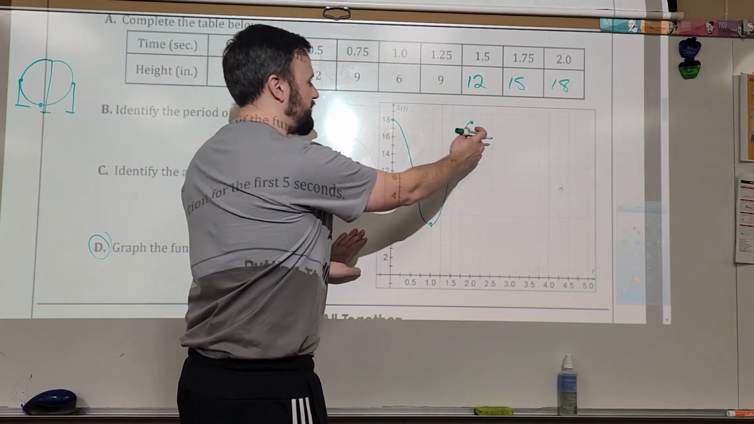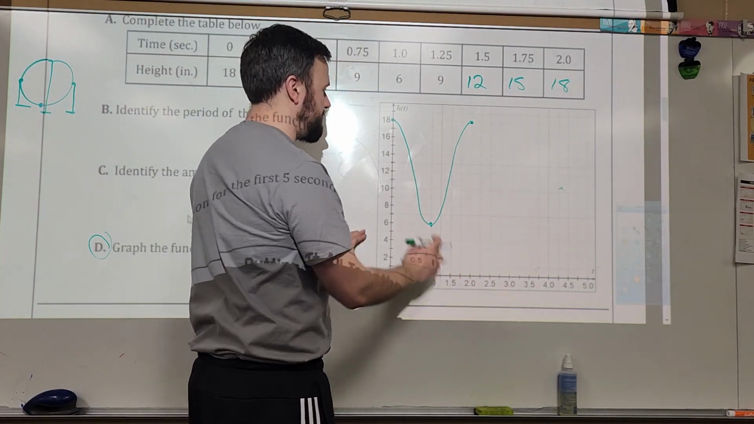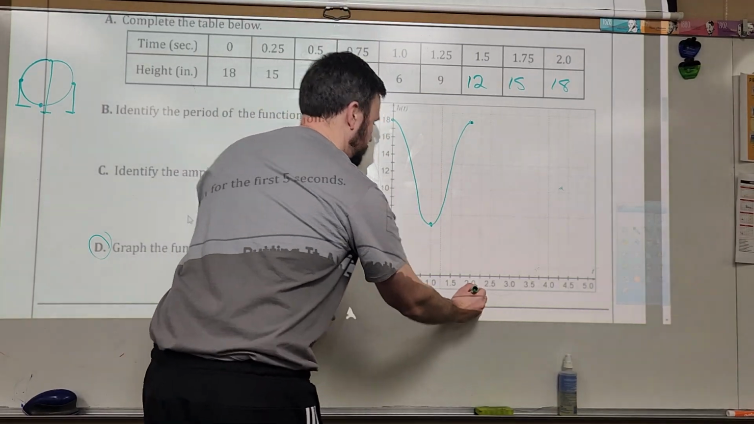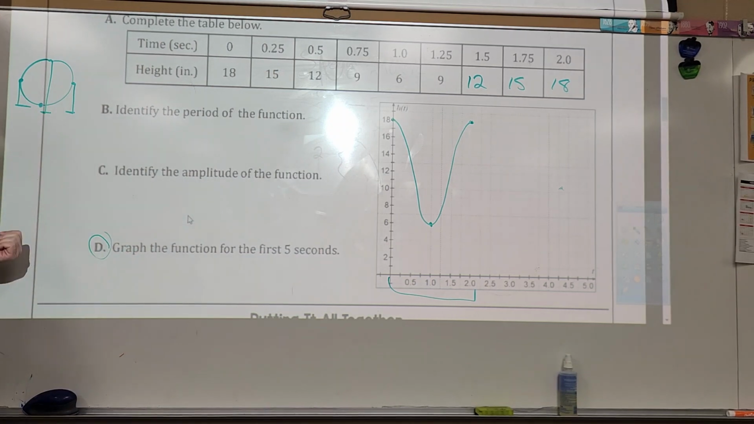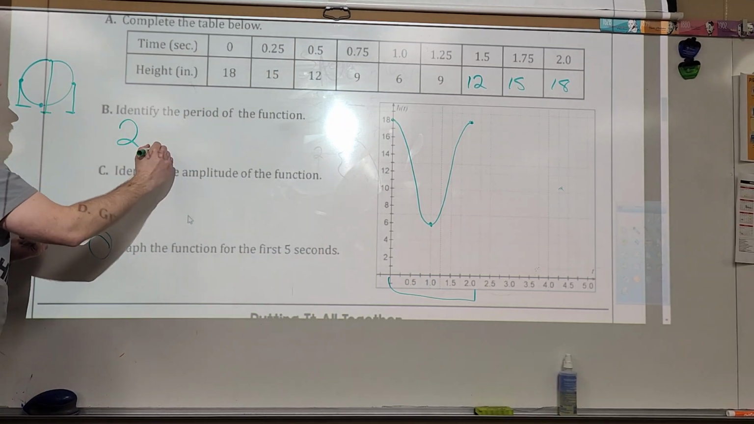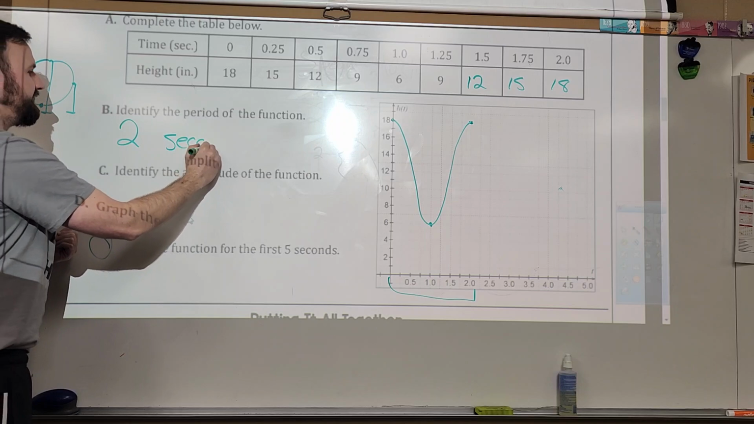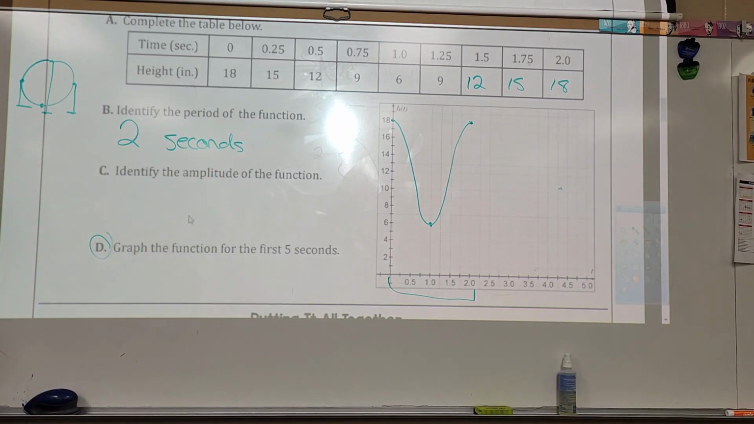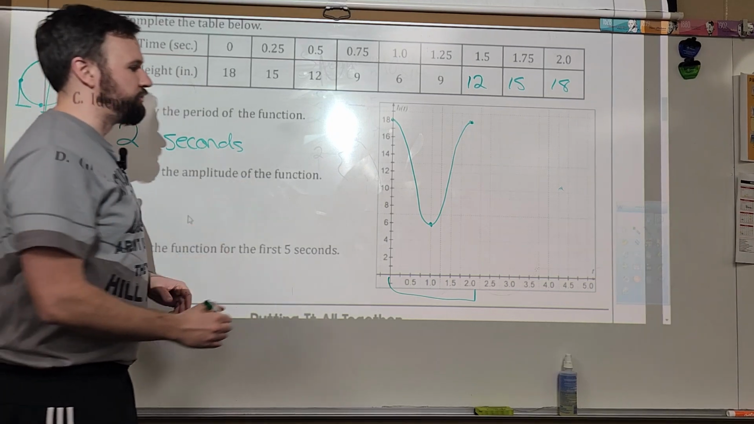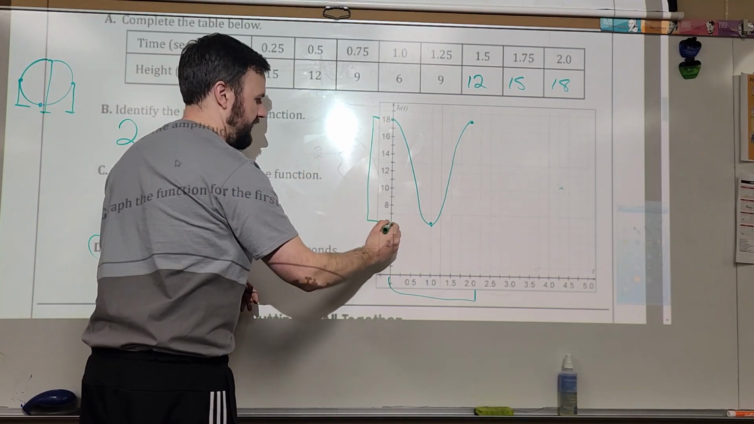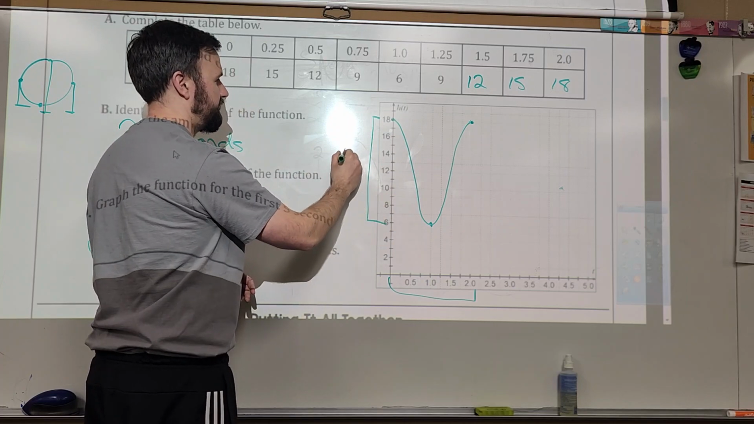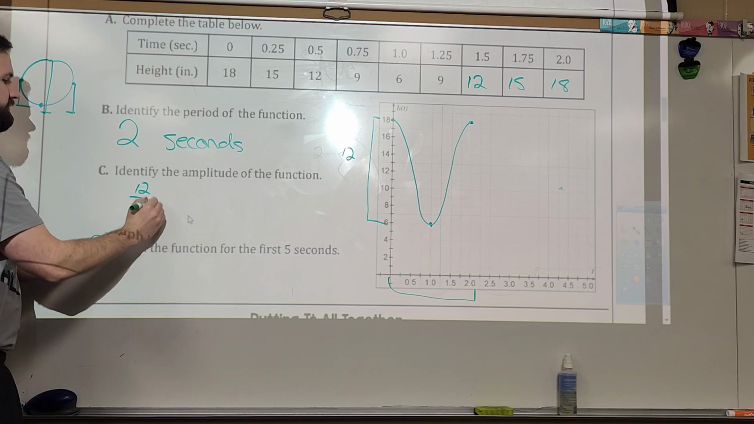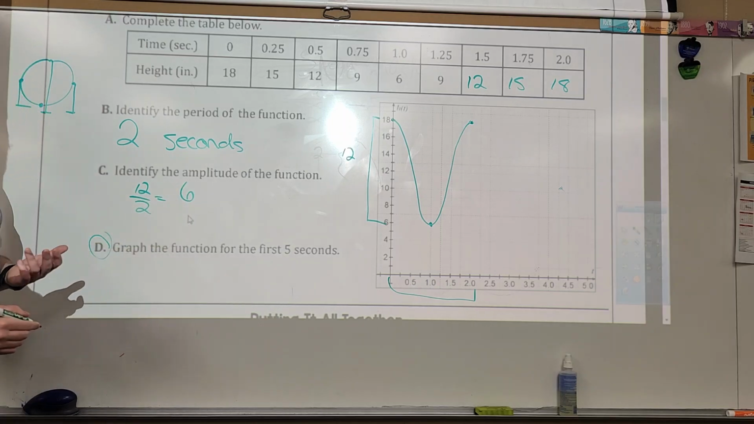Now what I'm going to do is repeat this. They want 5 seconds, right? Wait, hold on. Just based on this, what was my period of this function? 2 what? Seconds. A lot of times period's going to be a time, right? Yeah, you're right. Now what's my amplitude of this? How big is this from 18 to 6? It's 12. What's 12 divided by 2? 6.